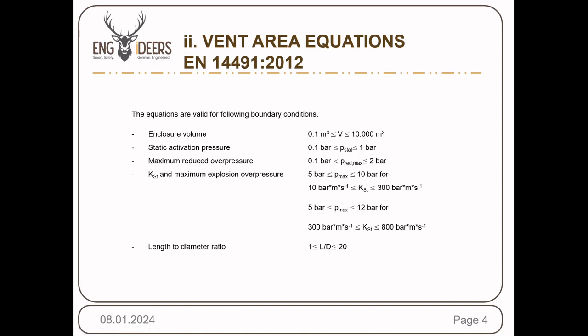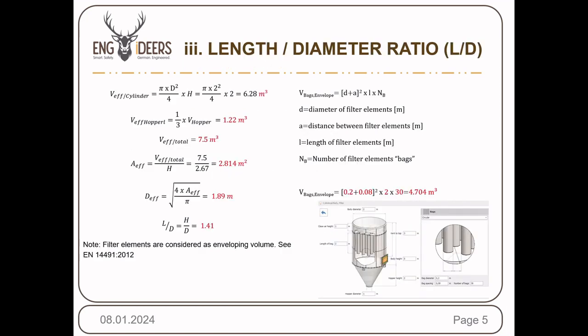Going to the next slide, I just list here the validity of these equations, when you can use them and when not. So we will be in the limits, but feel free to read through these boundary conditions if you like. So first of all, we need to calculate the volume and also the length to diameter ratio of the dust collector.